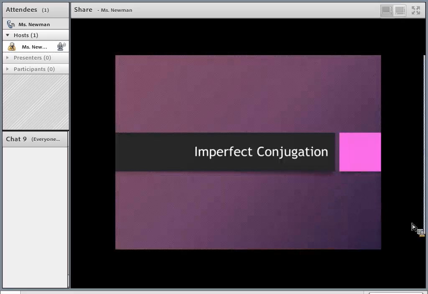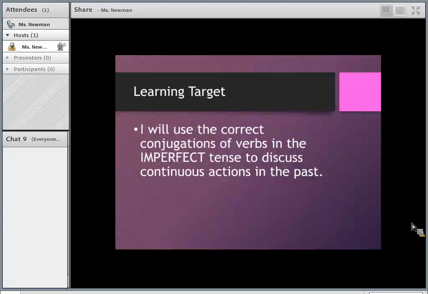Okay, let's look at imperfect conjugation. Your learning target: I will use the correct conjugations of verbs in the imperfect tense to discuss continuous actions in the past.